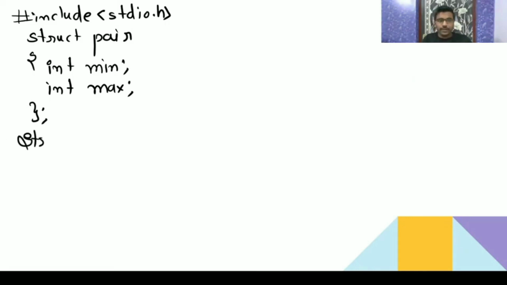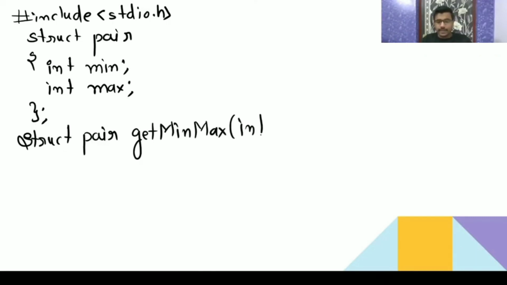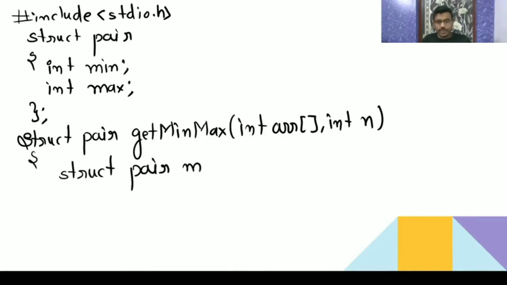Okay, now it will return the pair only, struct pair. The name of the function is getMinMax. The array is int arr, and the size is int n. Now we will declare a variable struct pair minmax. So minmax is a variable of this structure type, so minmax has both variables min and max. Now int i is another variable.